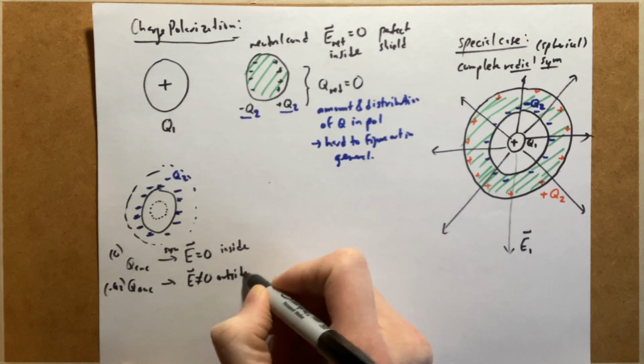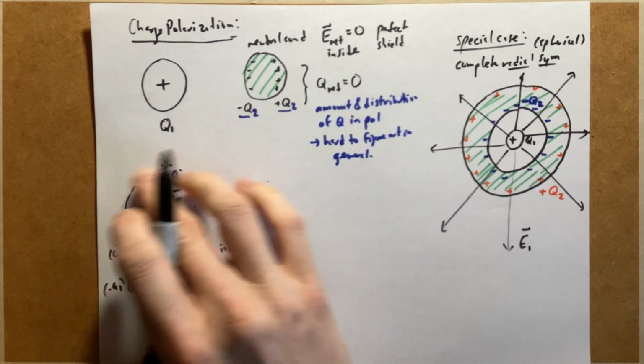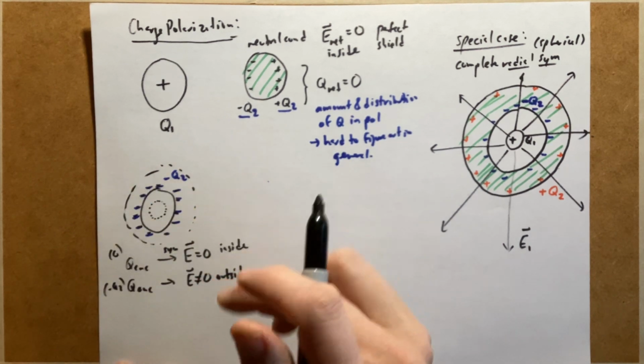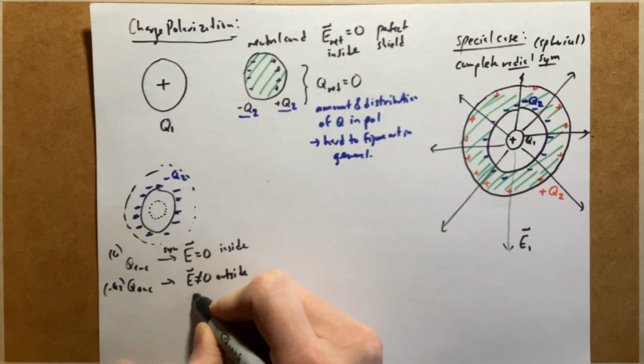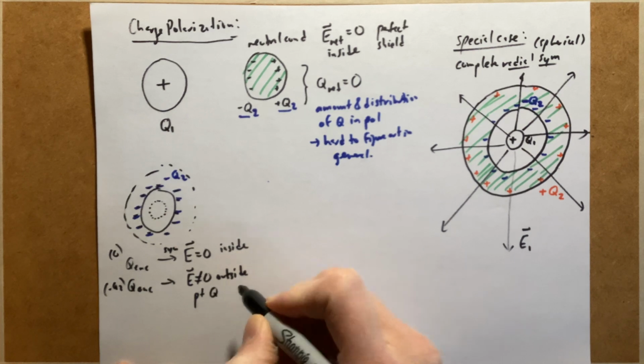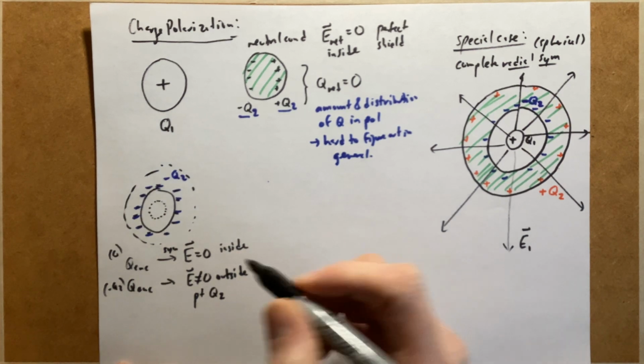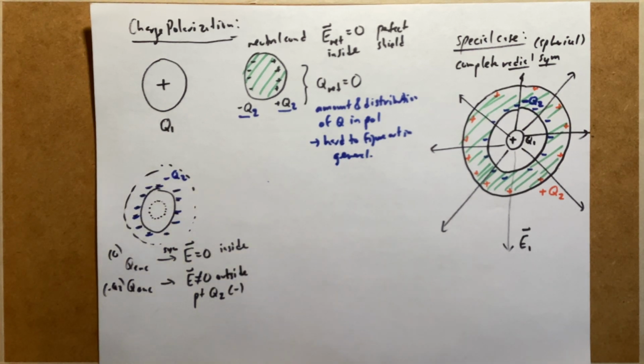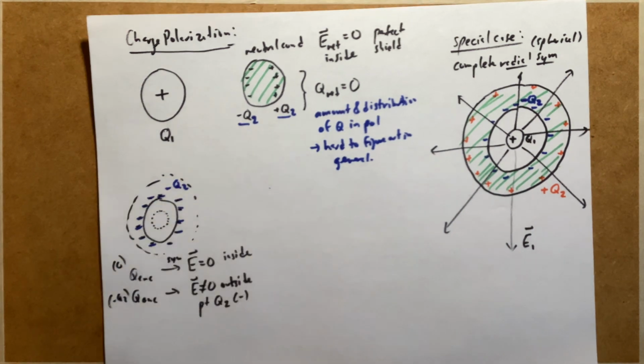In fact, we know that in this spherical radial symmetry, the electric field will be exactly that of a point charge of value Q2, or negative Q2. That's the beauty of that spherical radial symmetry: the moment you get outside of any spherically symmetric, radially symmetric charge distribution, it immediately collapses onto that of a point charge.